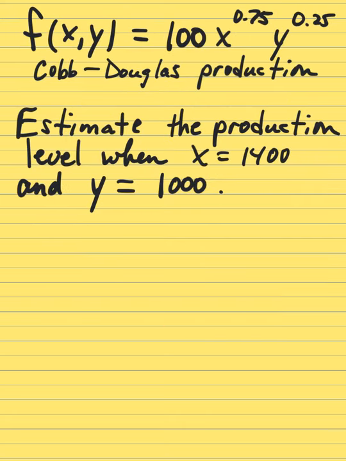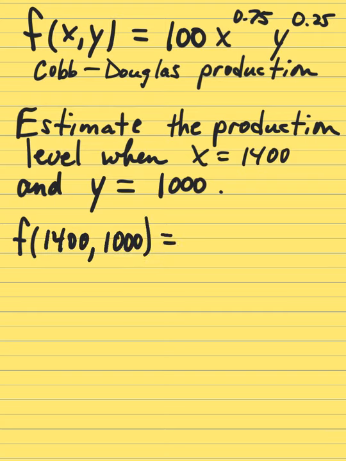In this example, let's look at a Cobb-Douglas production formula. We have f of x, y equals 100 x to the 0.75 power times y to the 0.25 power. We're going to estimate the production level when x equals 1,400 and y equals 1,000. So those are our two substitutions. We have f of 1,400, comma 1,000.